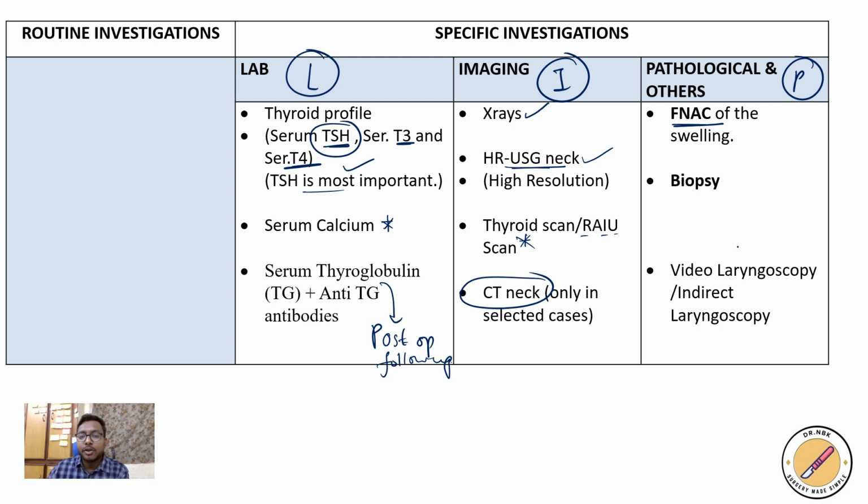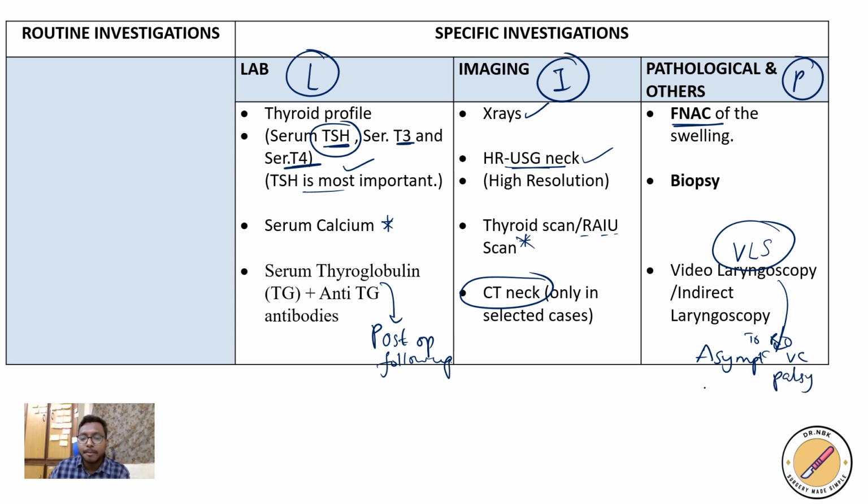Next one is you will send the patient to ENT department to go for video laryngoscopy, or sometimes they do even indirect laryngoscopy. So why is it important? To document the status of vocal cords in the preoperative scenario, so that you rule out if there is any asymptomatic vocal cord palsy. So it is to rule out asymptomatic vocal cord palsy.